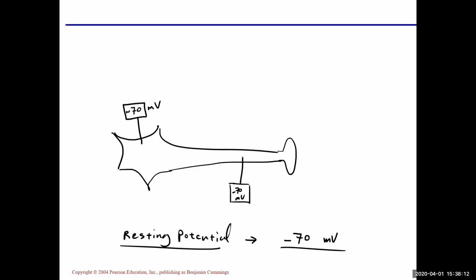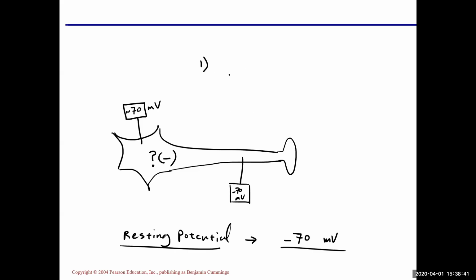So why is the inside negatively charged? I'm going to go over three particular reasons why the inside is negative. In other words, we want to know why the inside is negatively charged. Why should it be negative? Why not positive? So, three reasons for why the inside is negative 70 millivolts.